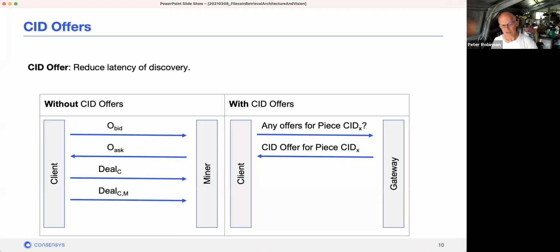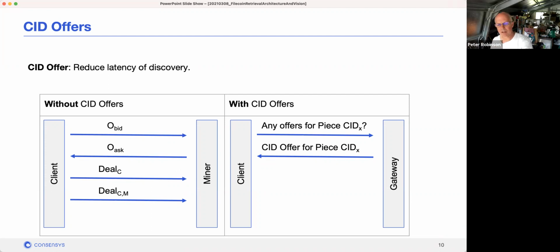So looking at the offer process, with the current system with Filecoin, you do a bid, which says how much you're prepared to pay, you have an ask, which says how much they want, then you cut a deal, and then you countersign the deal.